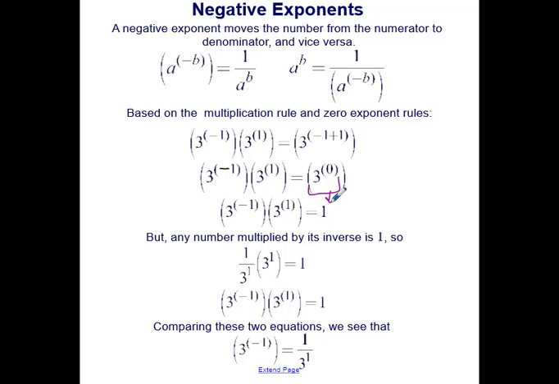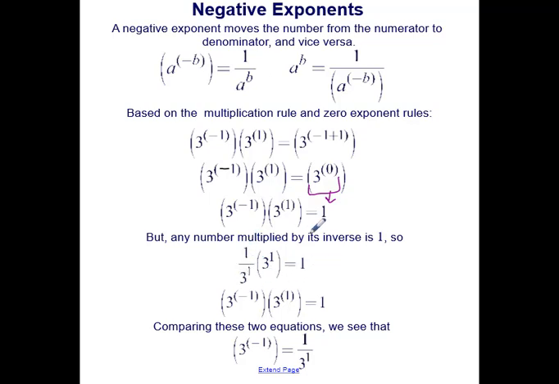Now we also know that any number multiplied by its inverse is 1. So if 3 to the first has an inverse of 1 over 3 to the first, we would know that 1 over 3 to the first times 3 to the first is equal to 1. Again, any number multiplied by its inverse is 1. So 3 to the first times its inverse of 1 over 3 to the first is equal to 1.